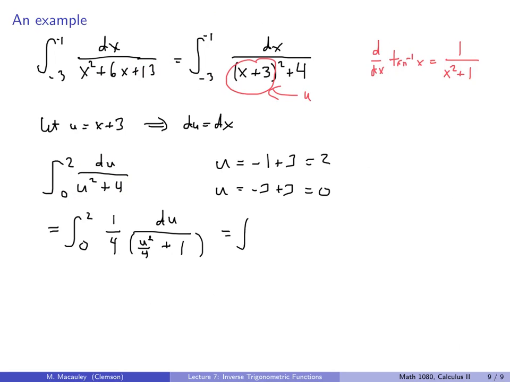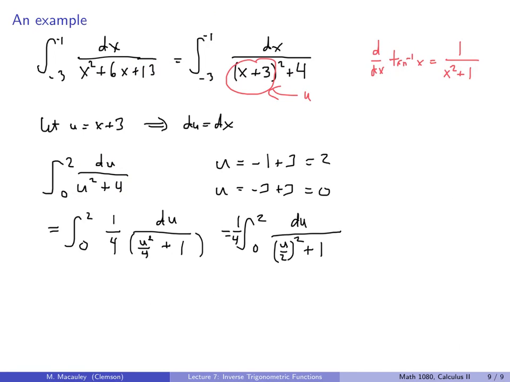This is the integral from 0 to 2 of, well, I can pull the 1/4 out if I want. Yeah, let's put the 1/4 out there. And now at my bottom I have u over 2, quantity squared, plus 1, and I have du on the top. Now I'm a lot closer to what I want, so I can actually do another u substitution.